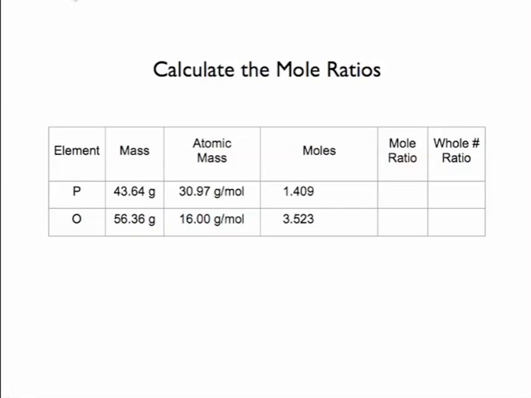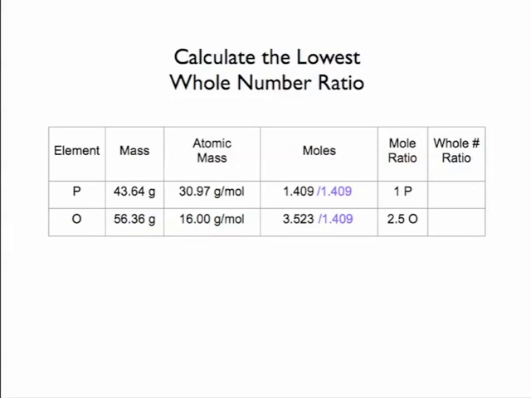To get the mole ratio, you're going to divide each number of moles by the smallest number of moles. So here you can see that you have 1.409 moles of phosphorus, 3.523 moles of oxygen, the smaller of those being 1.409. So divide each one by 1.409 to give you a mole ratio of 1 mole of phosphorus to every 2.5 moles of oxygen. Now this needs to be in a whole number ratio, and so the lowest whole number ratio would be to double each of those, which would give you 2 moles of phosphorus and 5 moles of oxygen.